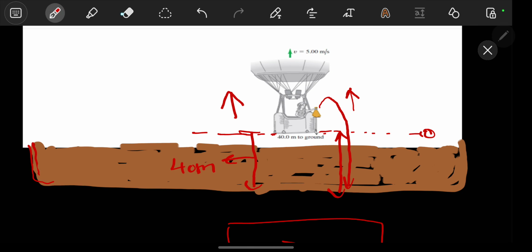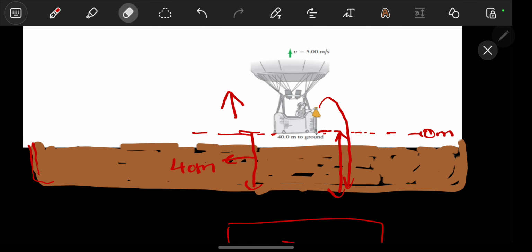Now, if we have such an arrangement, for the sake of simplicity, let us take the height at which it was released to be equal to 0 meters. Then whatever distance we find for the hot air balloon, let's say if we find 1 meter, we can just add 1 meter plus 40 to give us 41. So that simplifies our physics.